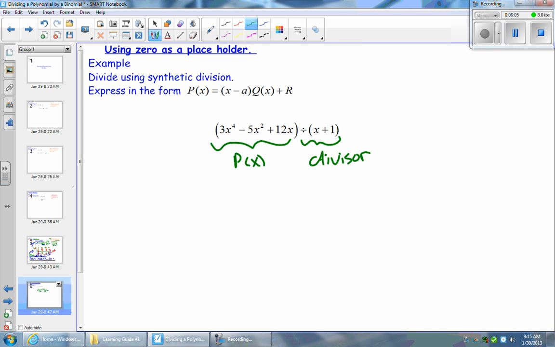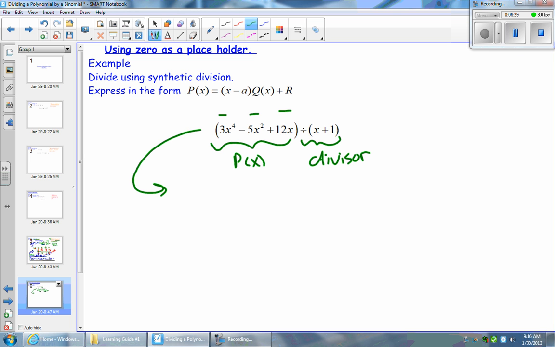So you need to check once again, make sure your terms are written in descending order by degree. The first term has a degree of 4, second term has a degree of 2, third term has a degree of 1. Okay, so it is in descending order by degree, but it looks like we are missing a few terms here. So you have to use 0 as a placeholder.